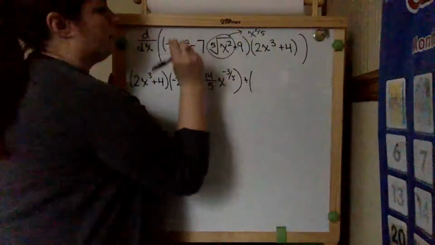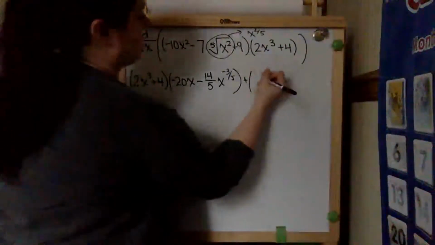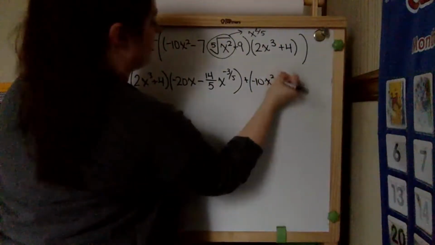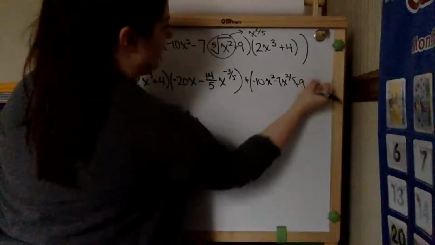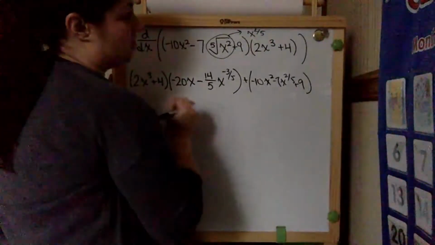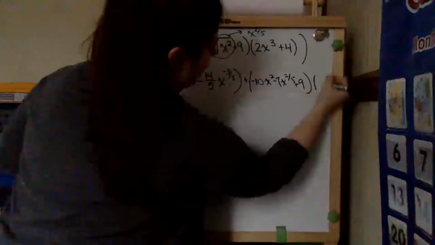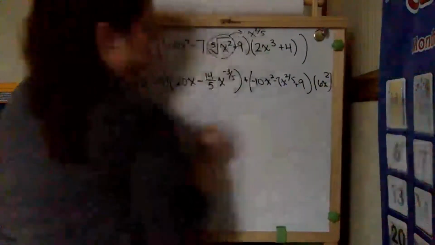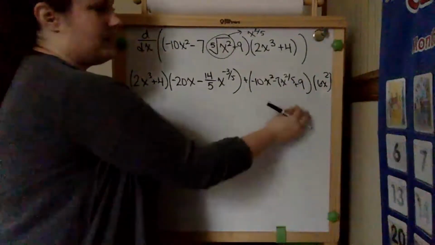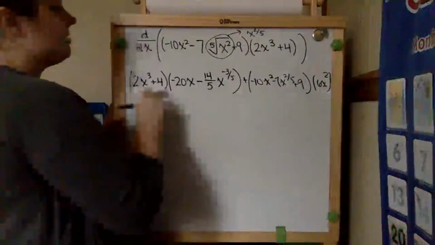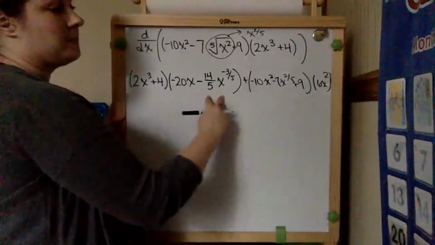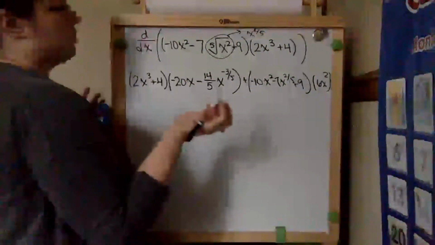Plus, next we have f of x, which is negative 10x squared, minus 7x to the 2/5 plus 9, times the derivative of g of x, which is just 6x squared. So that one isn't too bad. Now we have to multiply this whole thing out so that we can simplify it. This is a binomial because there's 2 terms times 2 terms, so I'm going to have to multiply this thing out.